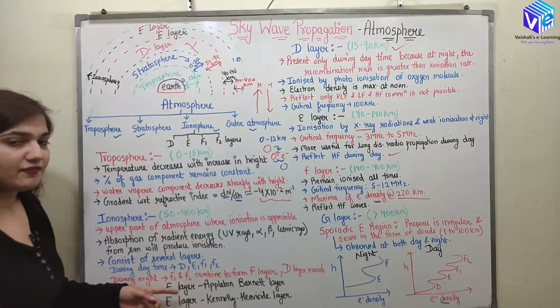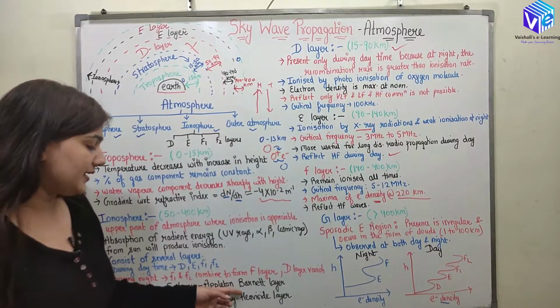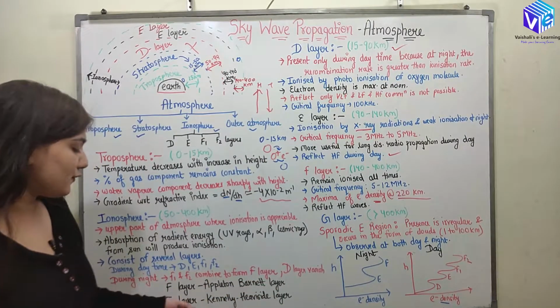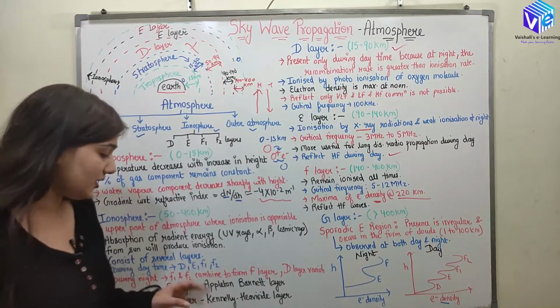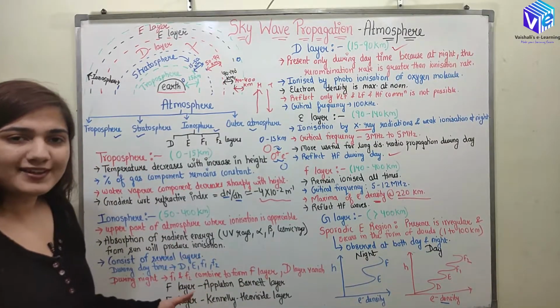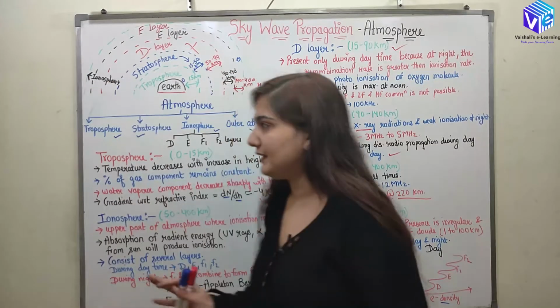Now coming to the F layer. The F layer is also called the Appleton-Barnett layer, and the E layer is also called the Kennelly-Heaviside layer. You can remember these names for your examination. A direct question can come from here, and I hope you will remember these names.